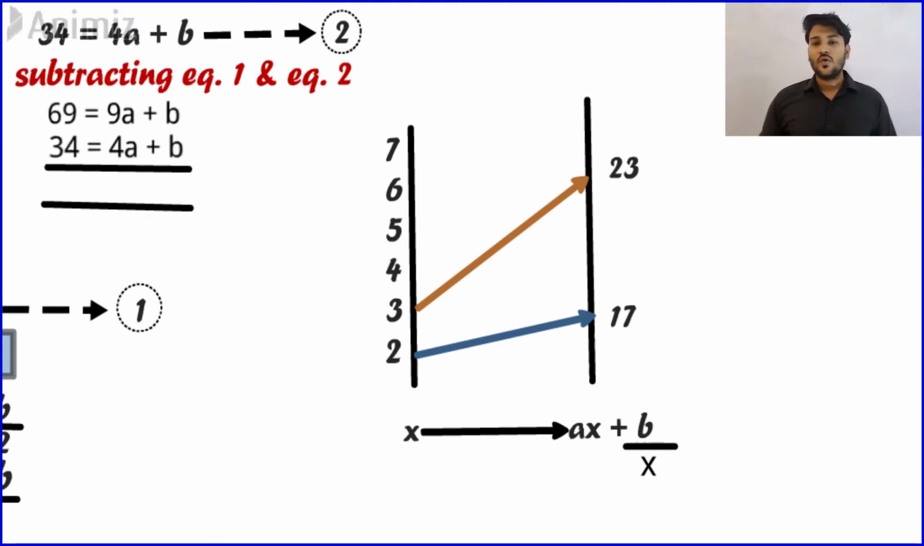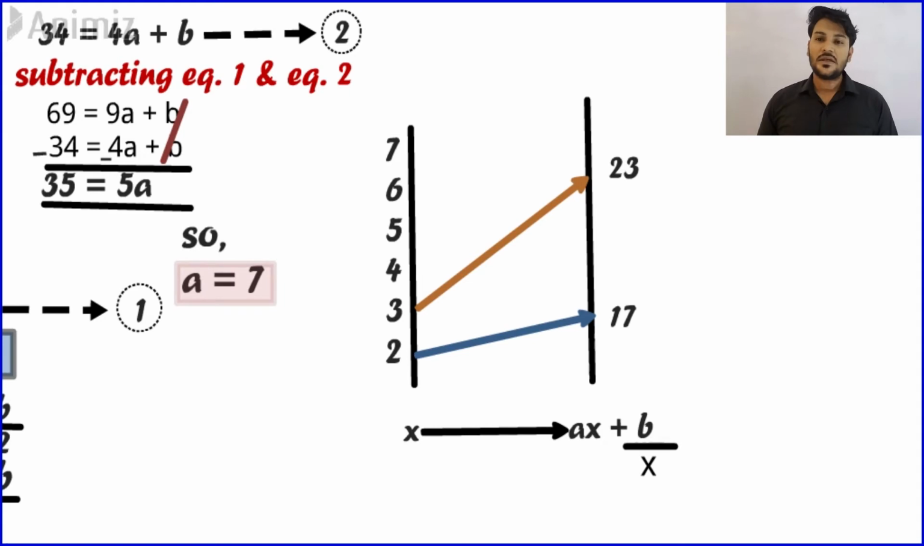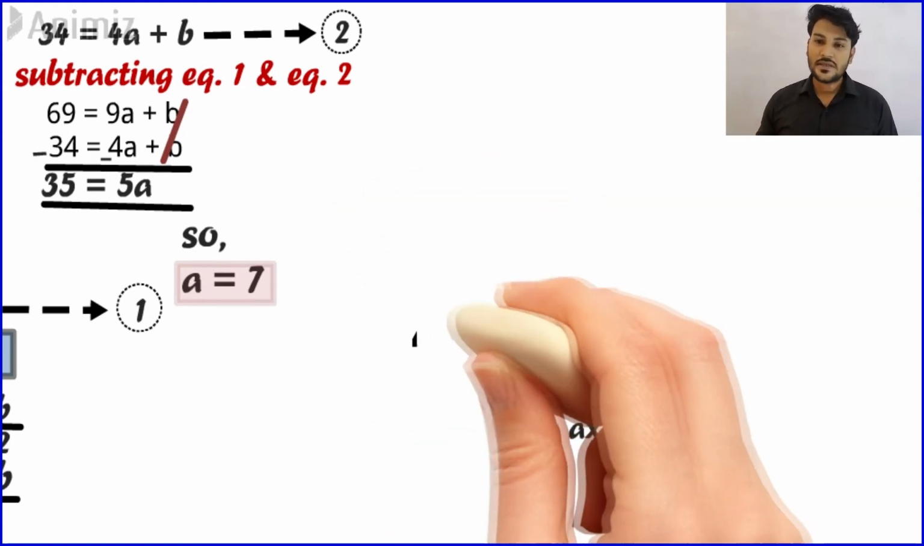So now we subtract both equations to get the value of a. We already know we have to change the sign of the second equation. So b cancels out, both b's cancel out. The remaining is 35 = 5a. Then we further solve to get the final answer, that is a = 7.